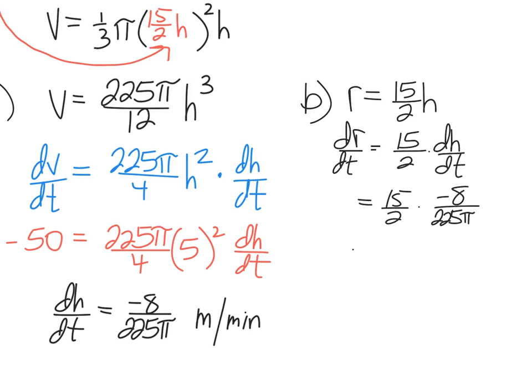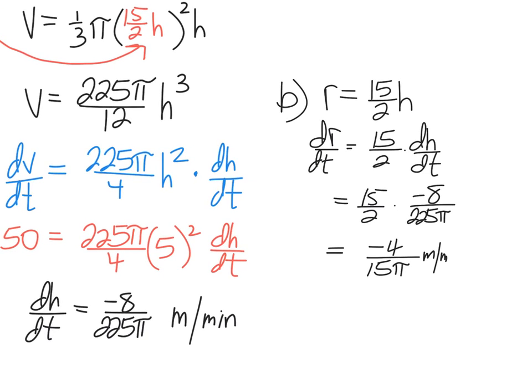All right, maybe a little simplifying of fractions here. So let's see, 5 going into 225. 45, right? So we'll have a 45 and about a negative 12 over 90 pi. So then it would be negative 4 over 15 pi meters per minute. Oh, meters per minute. Yeah, okay.